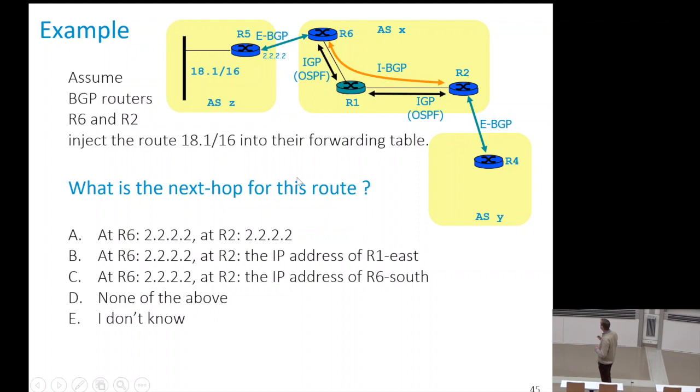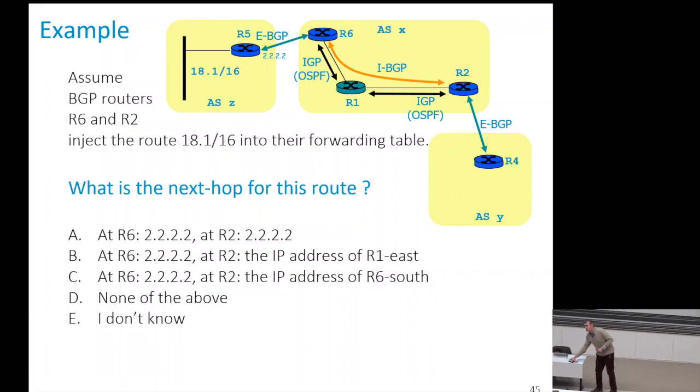Right. So assume, for example, we do only injection. R6 puts into its routing table the route to 18.1.16, and similarly R2 here. What will be the next hop for this route at those two routers, R6 and R2?